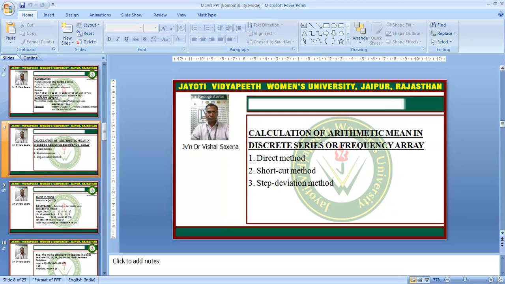We discuss that. For the discrete series, the arithmetic mean can be found by three different procedures: direct method, shortcut method, and the step deviation method. So these are the three different methods by which we calculate the arithmetic mean for discrete series: direct method, shortcut method, and step deviation method.